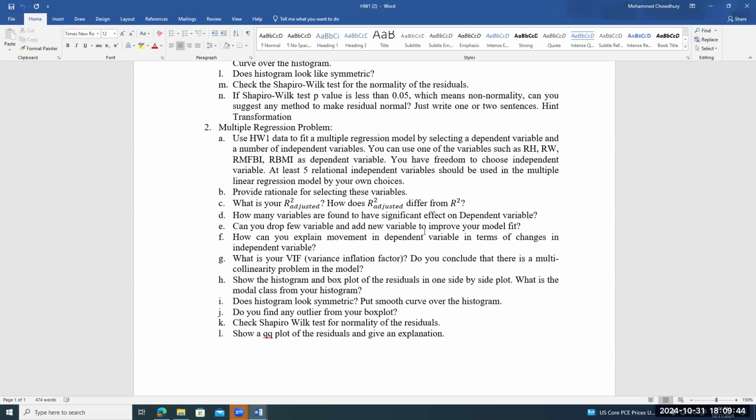Now suppose in a multiple linear regression model, two variables are perfectly correlated. Perfectly means one can be obtained from the other. And what will be the problem? You cannot estimate the X prime X inverse matrix at all, because one variable can be obtained from another variable.